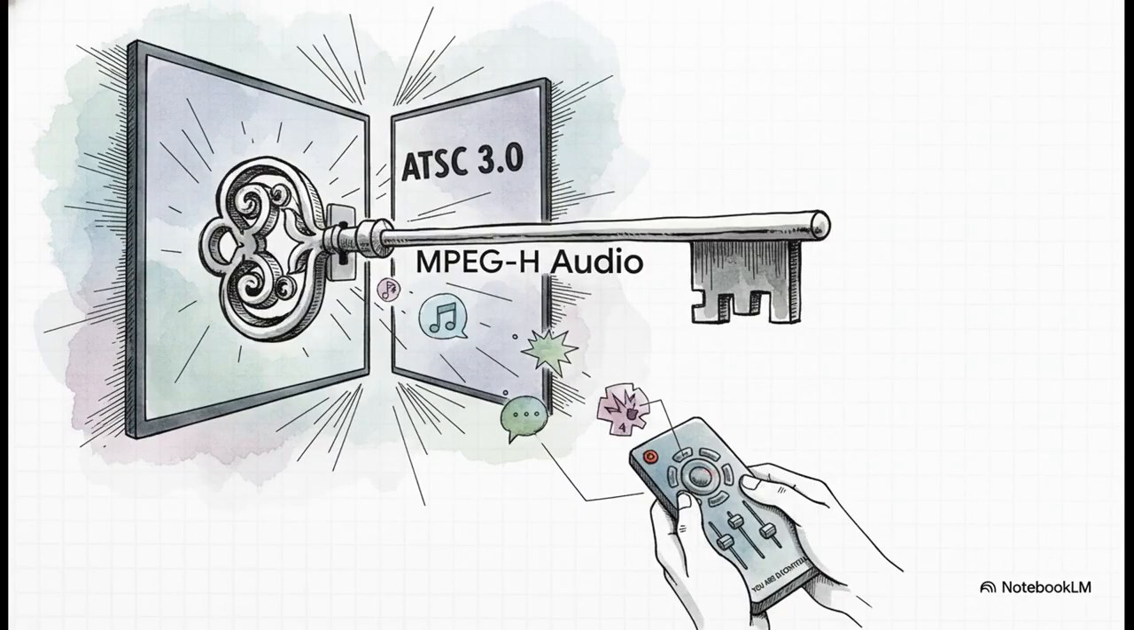And the key piece of tech making all this possible is called MPEG-H audio. This is a huge deal. It's a core part of the next generation broadcast standard ATSC 3.0, and its whole reason for being is to move past those old fixed channels and instead deliver these audio objects. What does that mean? It means it's handing control of the final mix over to you, the viewer.